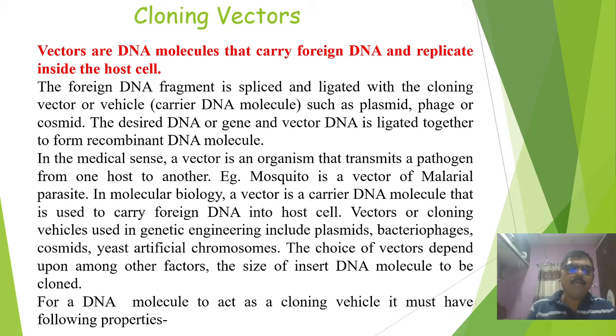In recombinant DNA technology, the foreign DNA fragment is cut or spliced and ligated with the cloning vector or vehicle that we call a carrier DNA molecule. These may be plasmids, phages or bacteriophages, cosmids, yeast artificial chromosomes, or expression vectors. The desired DNA or gene and vector DNA are ligated together to form the recombinant DNA molecule.